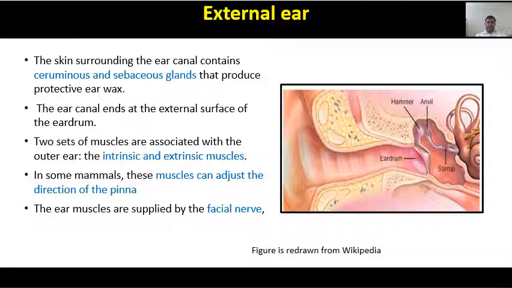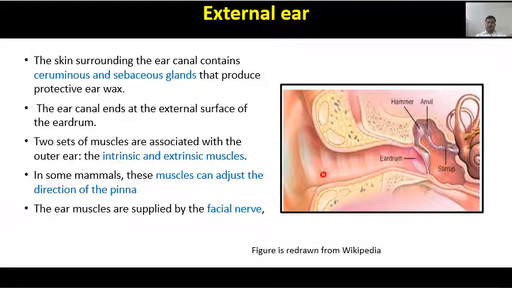membrane. So in the figure you can see here, this is the external auditory meatus, and in the external auditory meatus, ceruminous glands and sebaceous glands are present. This is the ear canal, and in the ear canal some muscles are present, called external and internal muscles, that are responsible for the movement of the ear, and especially for the movement of the external ear, which keeps away the mosquitoes and insects from the ear.